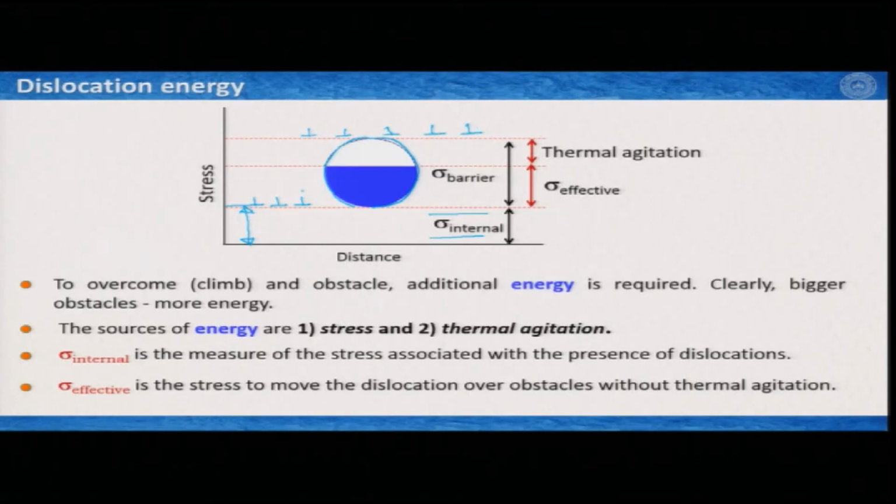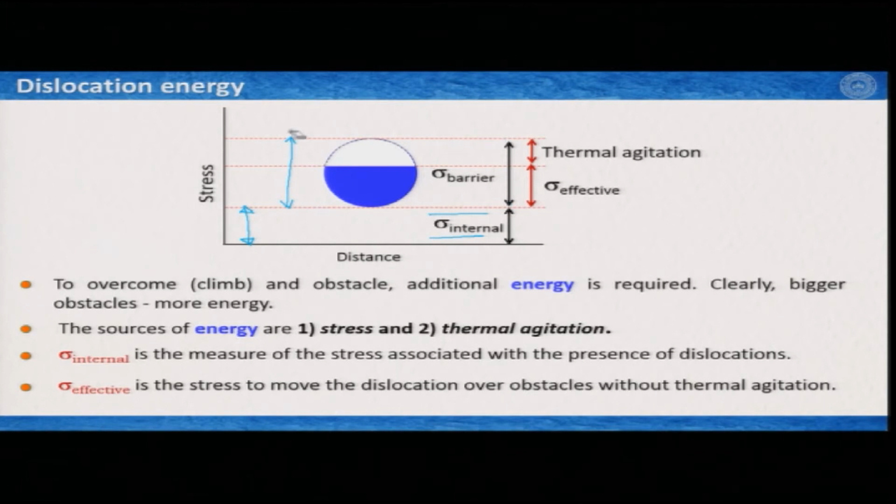Now, we know that from here to here, this jump is known as dislocation climb, but where do we get this energy? A part of this energy certainly comes from the stress you are applying. So, clearly you need this amount of stress to climb this obstacle. This is known as sigma barrier.